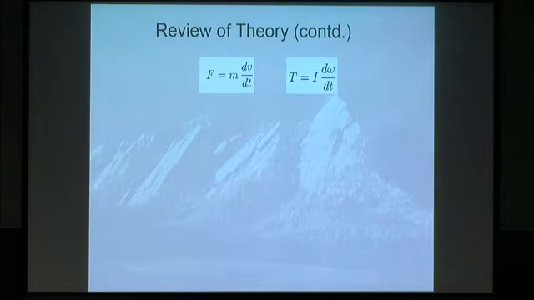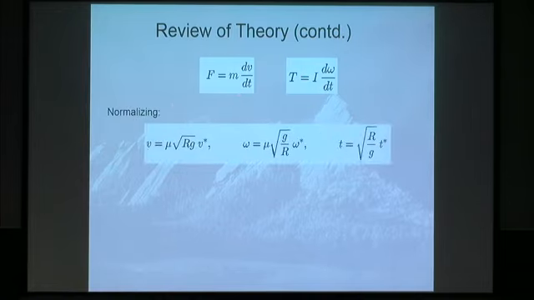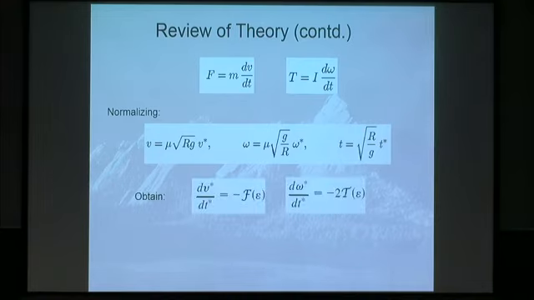Okay, here's a review of the theory. Here's linear momentum, rotational momentum. I is the moment of inertia, m is the mass of the disk. You normalize, so V star, omega star, and T star are now non-dimensional. When you do that, you obtain a very simple equation. dV star dT star is minus f of epsilon. d omega star dT star is minus 2 tau of epsilon. And we know now what f and tau of epsilon are.